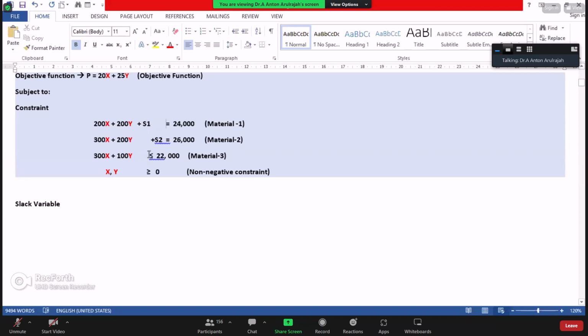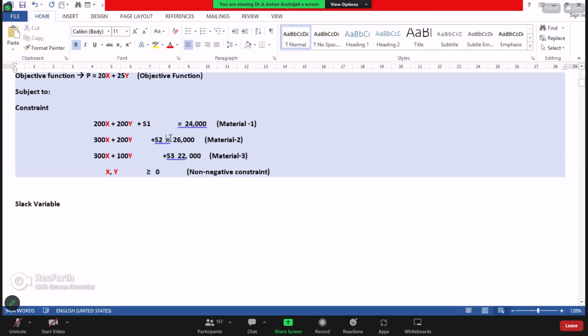Then for the third constraint, also in a similar way we have to do that, because there are also less than or equal constraints. So therefore I add again plus S3. Now you see that by using these variables S1, S2, S3, these are called slack variables.